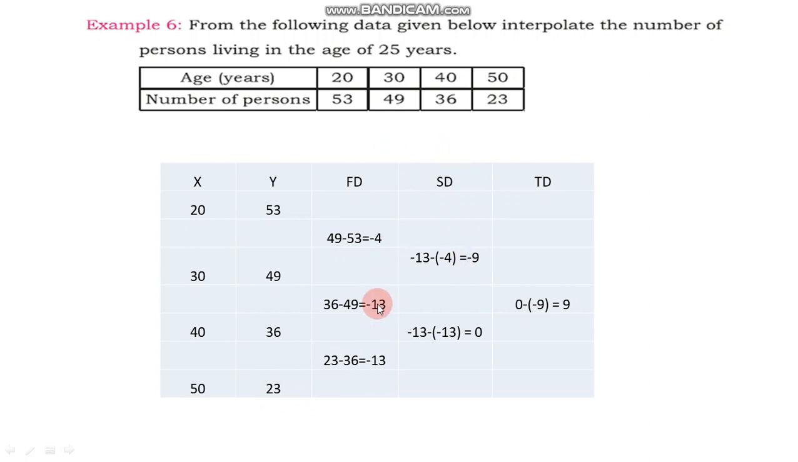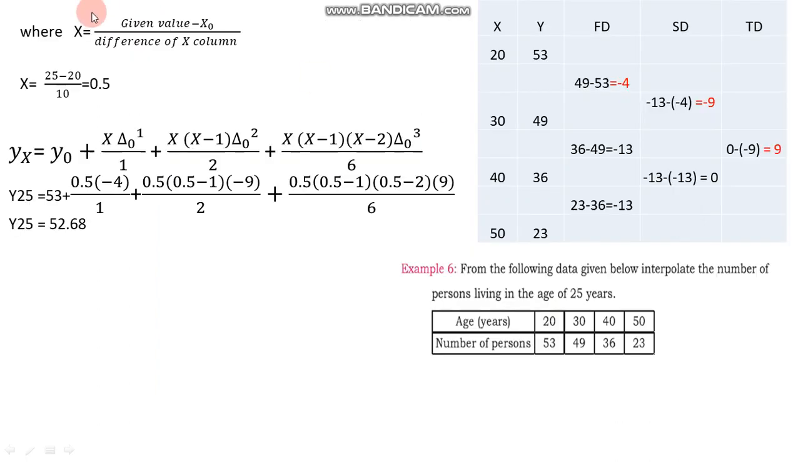And for the second difference table, we have minus 13 minus of minus 4. The scientific calculator does the same thing, we will get minus 9. Similarly, minus 13 minus of minus 13, we will get 0 there. And the last column, the fourth one, so fourth column, 1, 2, 3, 4, fifth column, but the difference table is the third difference. So 0 minus of minus 9 is equal to 9. Note that we will get a single digit number. You have to stop here. Look at that, there is the third difference table, that is delta naught 3. The next step is to go for x. We have to find the x value. x is equal to the given value minus x naught divided by the difference of the x column.